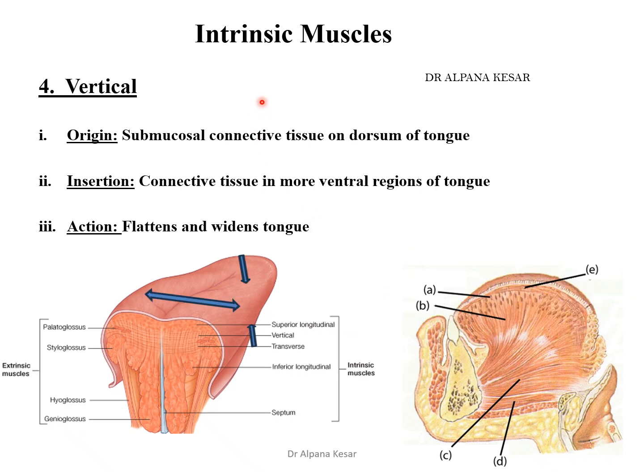Vertical muscle of the tongue. The origin of the vertical muscle of the tongue is from the submucosal connective tissue on the dorsum of the tongue to the submucosal connective tissue on the ventral surface of the tongue. The fibers run vertically downwards. These are the fibers of the vertical muscles running vertically downwards. The action of the muscle is to flatten the tongue. And as it flattens the tongue, it also helps to widen it.